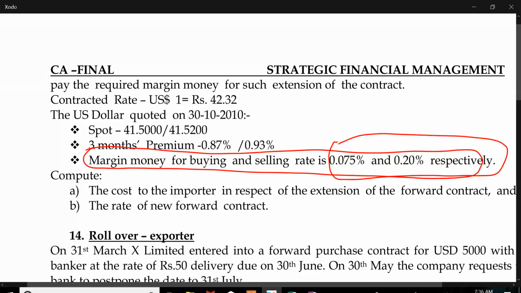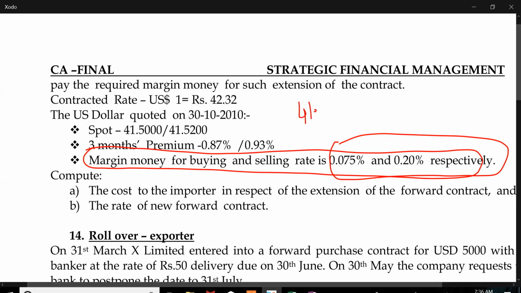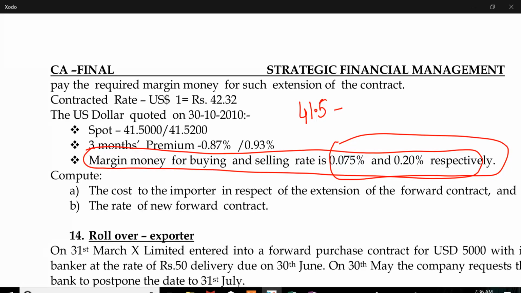Now the only issue I have is whether to understand the buying rate from banker's point of view or from my point of view, because that makes a difference. When it is from banker's point of view, the buying rate is called bid rate, the selling rate is called ask rate. From my point of view, buying rate is called ask rate and selling rate is called bid rate. One thing which I am sure is this, with 41.5 I have to subtract. The only thing is, do I subtract 0.075% or 0.20%? That's the only doubt I have.